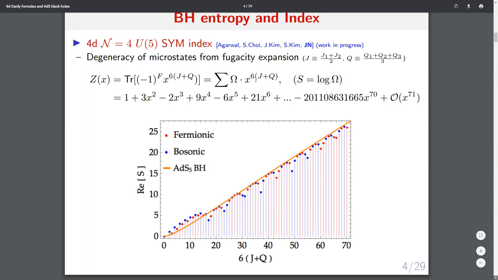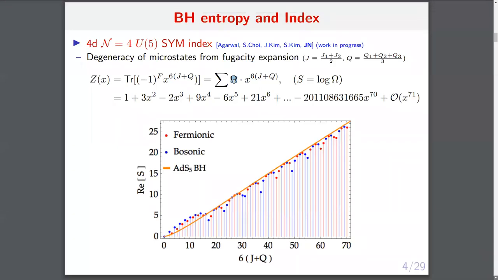In terms of this fugacity expansion, the power of x becomes the charges of the BPS states, and its coefficient omega denotes the number of microstates after the boson-fermion cancellation. So by taking the log of omega, we obtain the entropy that can be captured from the index. This is the explicit form of the fugacity expansion. Here I write down up to 70th order, but actually we can go further.